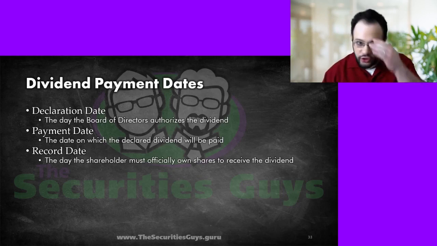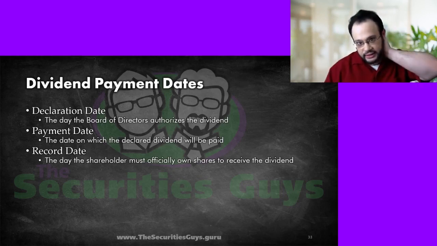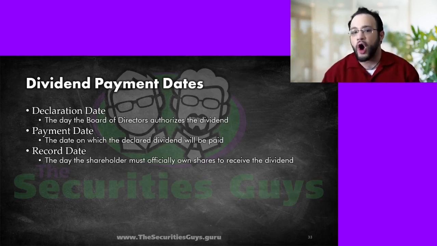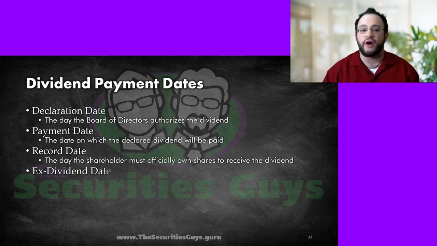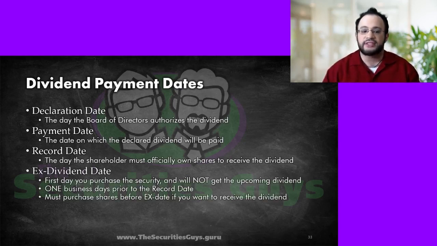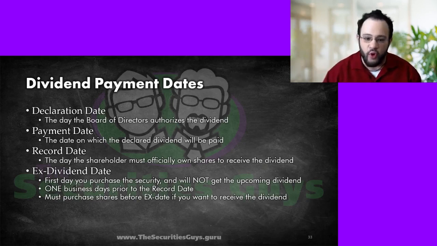Now, those are the 3 dates that the board of directors sets. The rules of the market set this 4th one, called the X date. This is the first day you purchase the security and will not get the upcoming dividend. It is the business day before the record date. You must purchase shares before the X date if you want to receive the dividend.